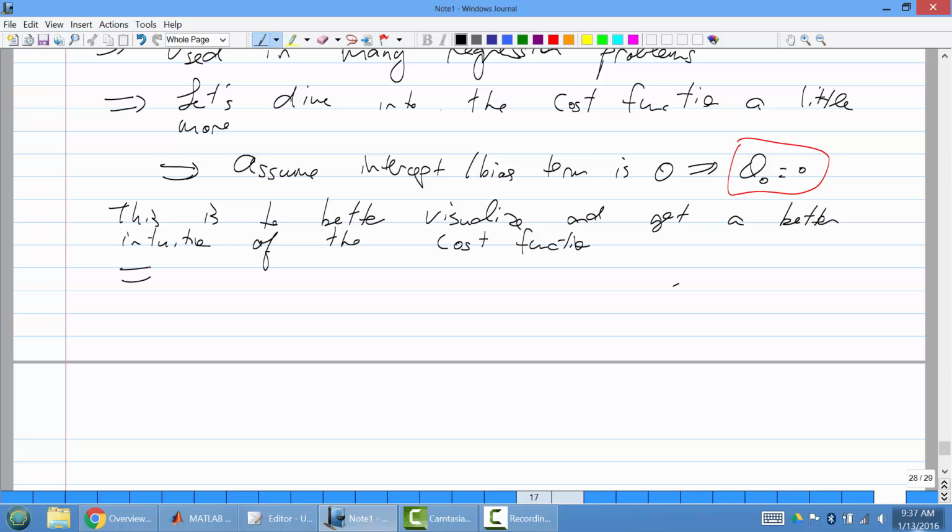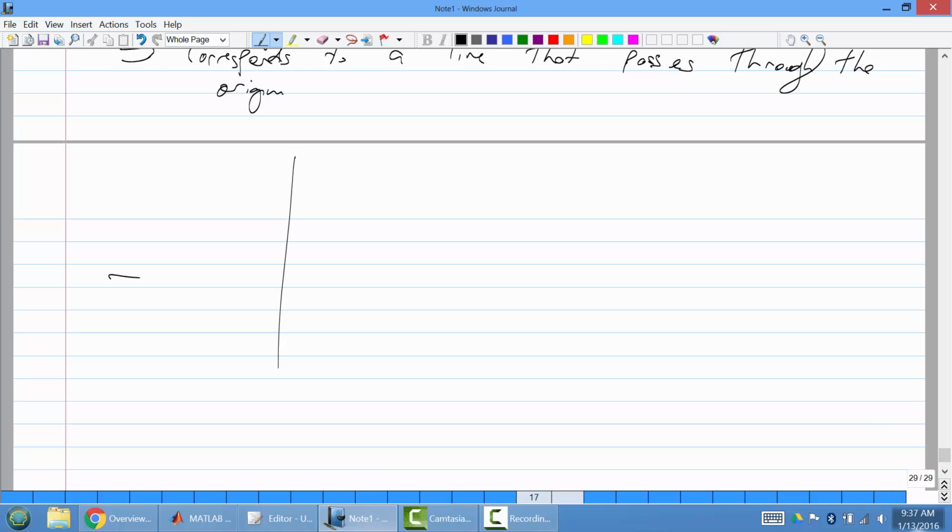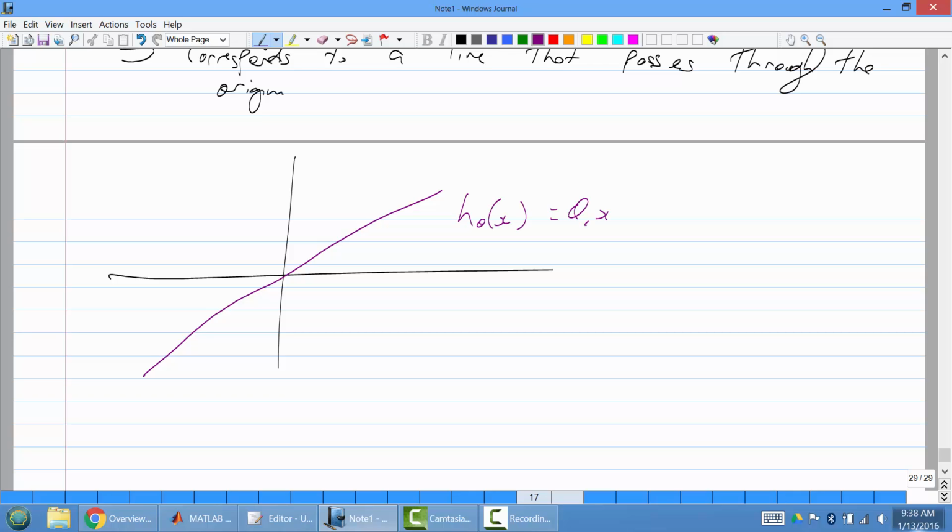So this corresponds to a line fitting through the origin. There's no bias term, it's just a line that goes right through x equals 0. It'll look something like this: you've got a line that goes like this. Your hypothesis is just theta 1 times x, so there's no intercept term.